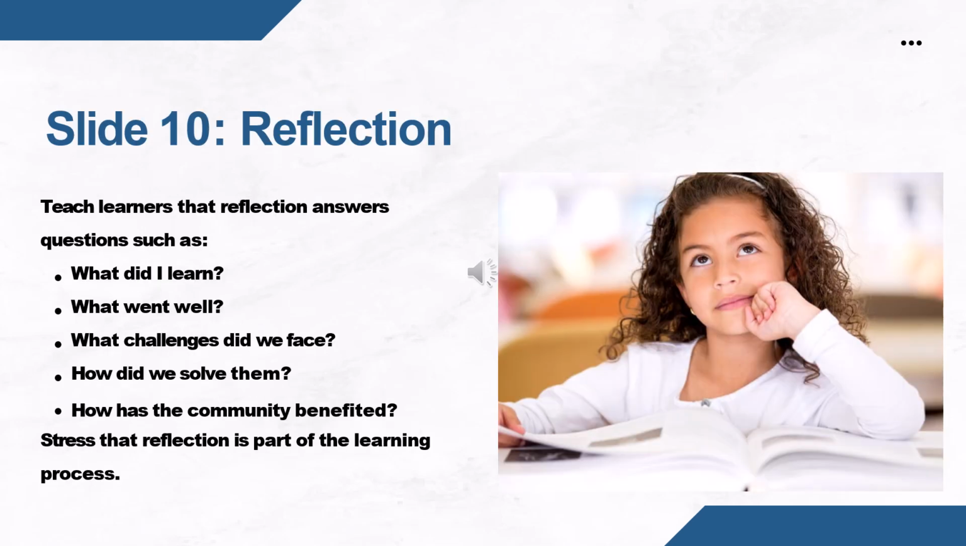Reflection is an essential part of community service learning. It gives learners the opportunity to think carefully about their experiences and understand what they have learned throughout the project. After completing a project, learners should ask themselves a few important questions. What did I learn? What went well during the project? What challenges did we face? And how did we solve them? These questions help learners recognize both the achievements and where they struggled. Learners should also reflect on how the community benefited from their project. Did they resolve problems?